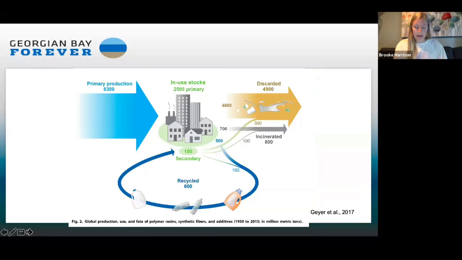So this graph here shows that over 8,000 million tons of plastic has been produced. Most of that has been disposed of. This graph shows that currently 2,500 million tons are in use, but over half have been just discarded to the landfill. Some have been incinerated and some have been recycled and put back into the system, but the majority of plastic since the 1950s has just been thrown out and is filling up our landfills.